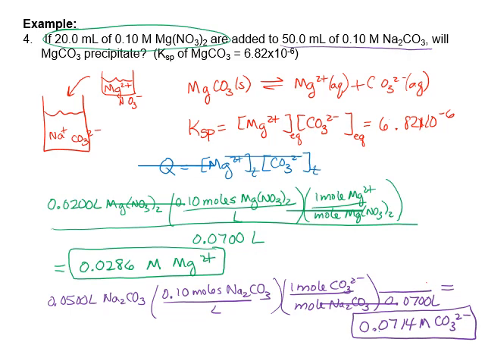So let's go back and evaluate Q. We said Q would be equal to the concentration of magnesium ions times the concentration of the carbonate, and when we multiply these together, we get 2.0 times 10 to the minus 3. And again, that's our Q value.